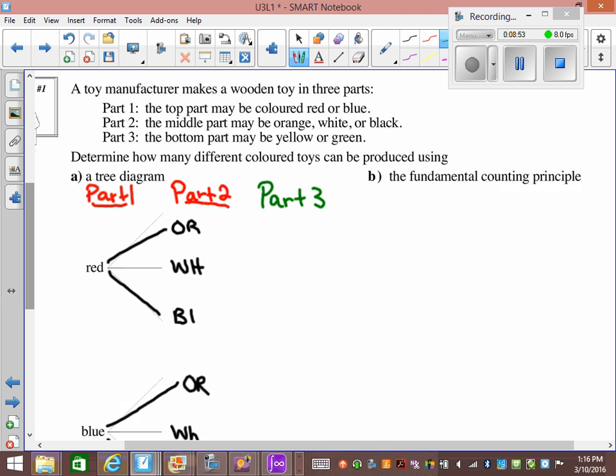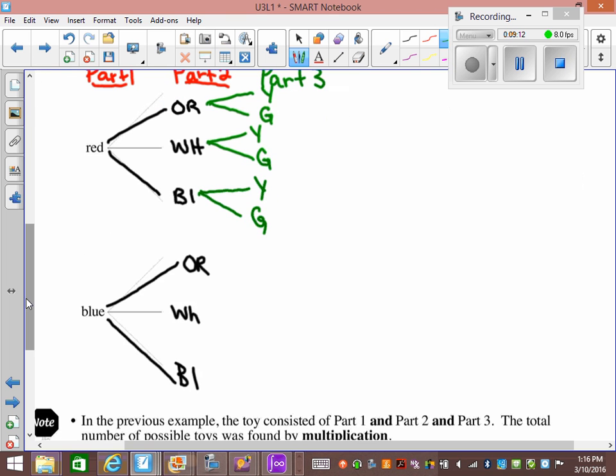So now if the top part was red and the middle part was orange, I still would have the option of yellow or green for the bottom part, right? If it was red and white, then I'd still have the option of yellow or green for the bottom part. Red and black, I'd still have the option of yellow or green. Blue and orange, yellow or green. Blue and white, yellow or green. Blue and black, yellow or green.